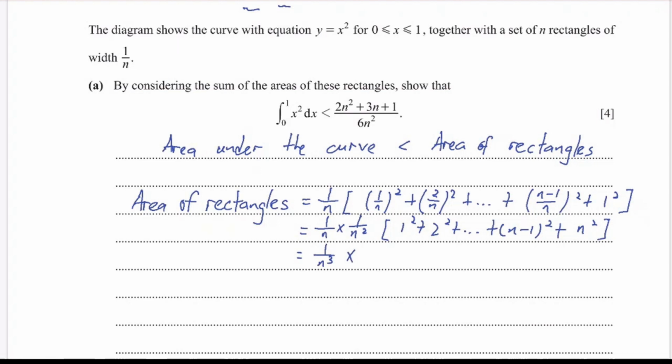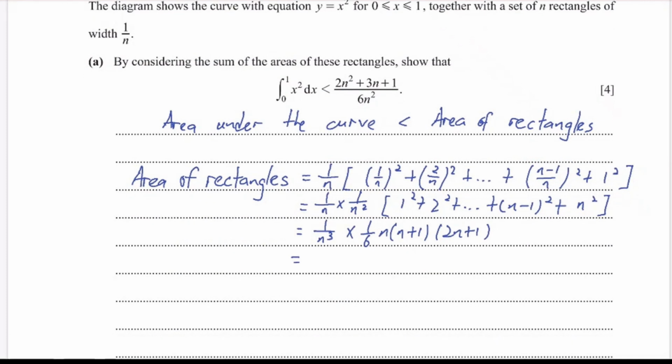In the bracket here, it's the sum of the squares from 1 to n. The sum of the squares from 1 to n, we know is 1 over 6 times n times n plus 1 times 2n plus 1. We just have to tidy things up from there, so we get n times n plus 1 times 2n plus 1 over 6n squared. We just have to expand that. With that, we can get the right-hand side for the inequality.